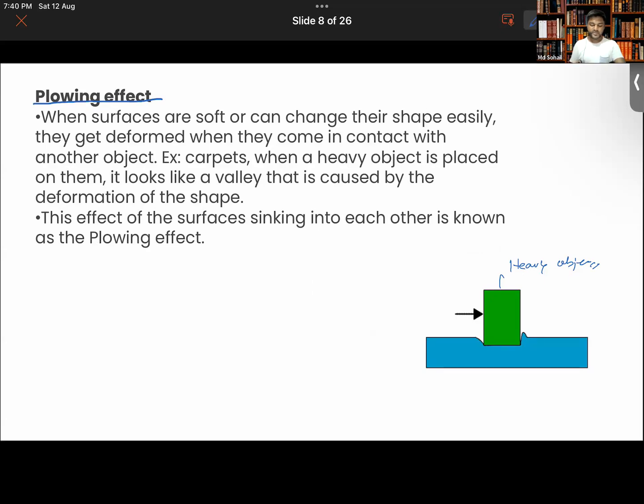They are basically sinking into each other. It looks as if this heavy object has sunk into this carpet here. So that's where you will see wave-like structures, valley-like structures forming here.